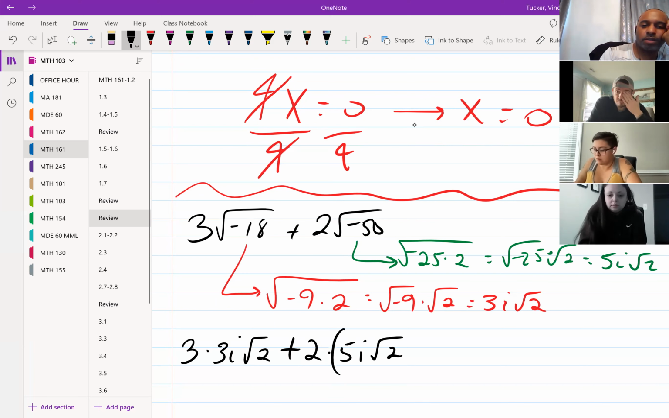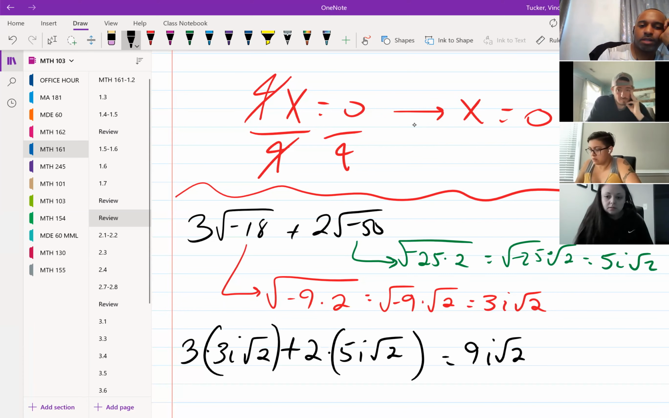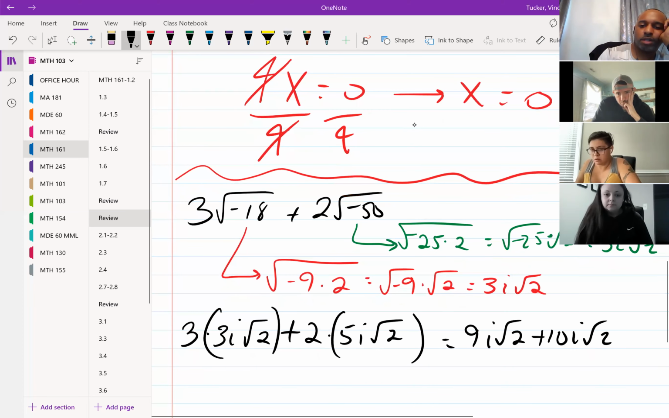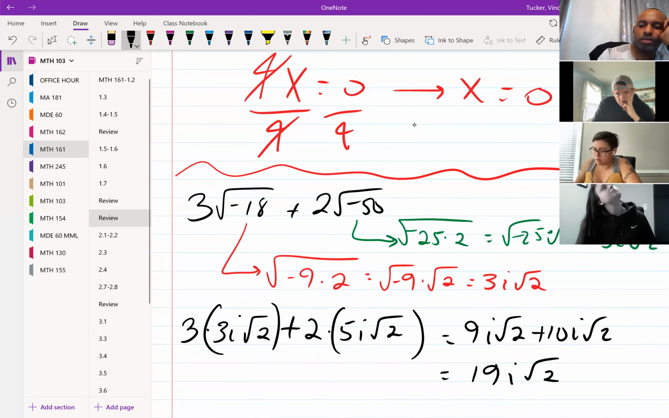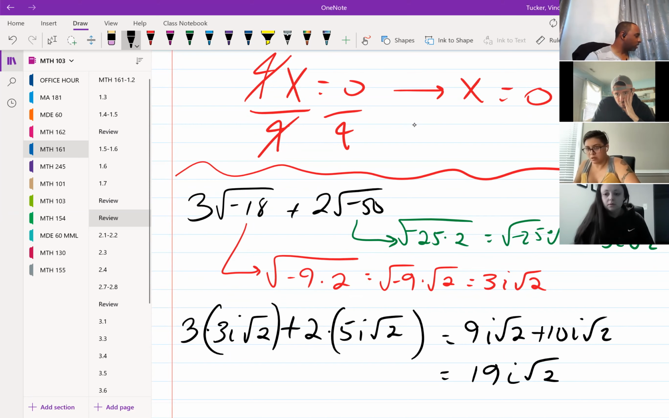So that's what we're looking at now, these parentheses. And then 3 times 3 is 9. And then 2 times 5 is 10. And that'll be 19 square root of 2. All right. How does that look?